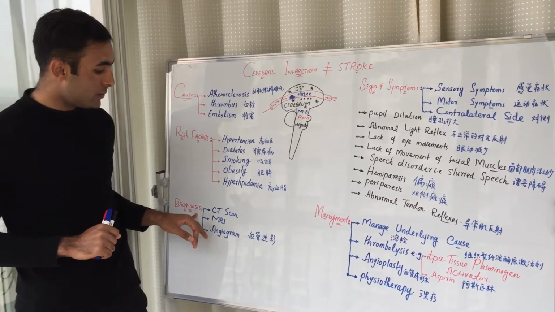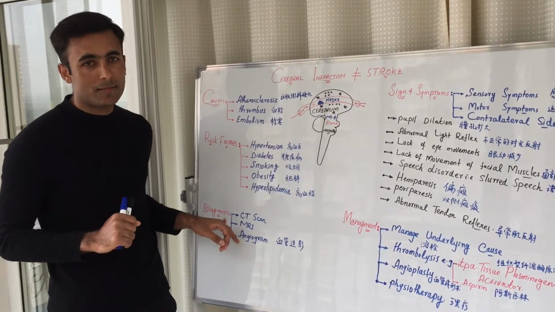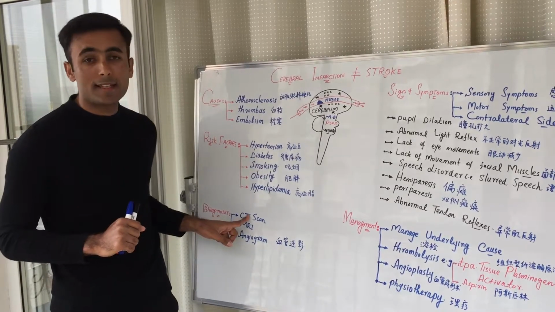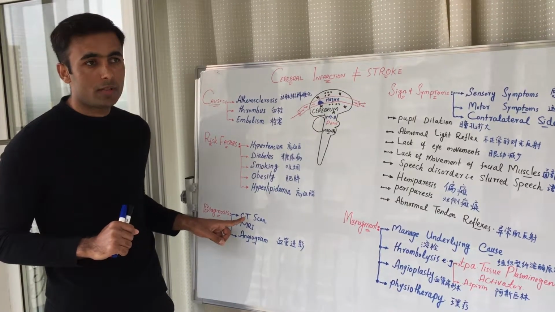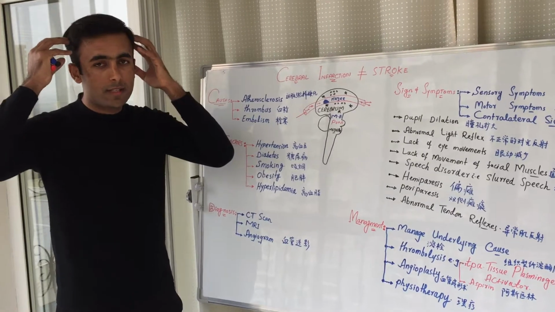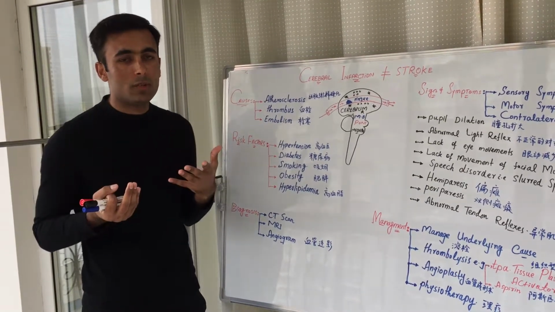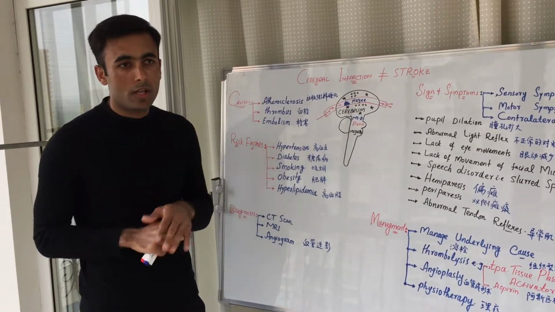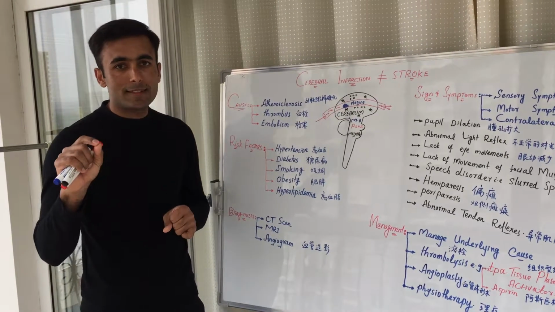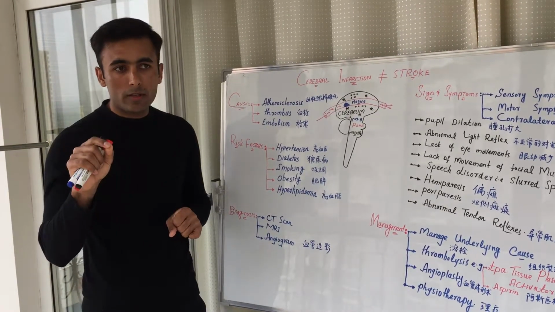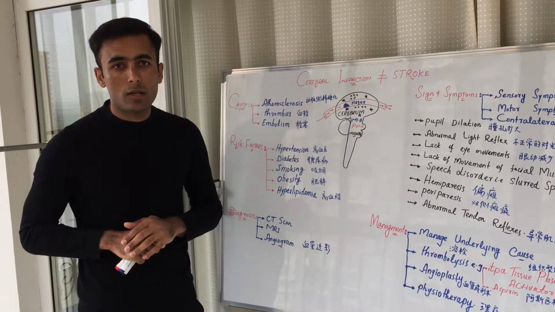For the diagnosis of these patients, you can do some simple tests. First of all, we have to do the CT scan. You can do the CT scan of your head, and in this we can see where the cerebral infarction is. But most of the time, the CT scan shows cerebral infarction only after 24 hours.